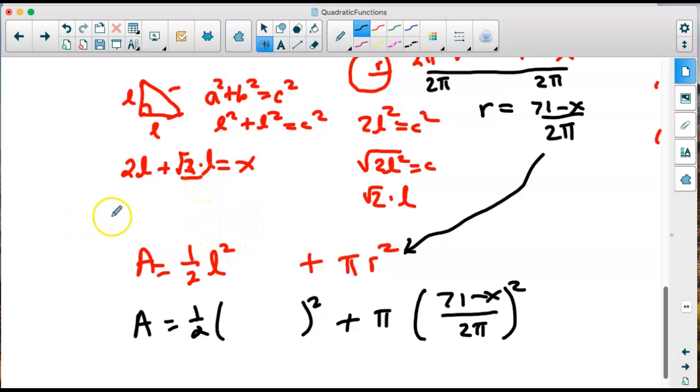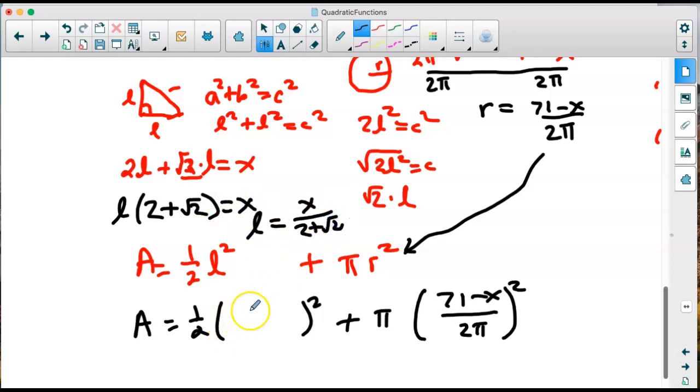So I would factor it out. There's L here and L here. I'd factor out an L. And that's 2 plus the square root of 2 equals x. And then L is going to be x divided by that. So L equals x divided by 2 plus the square root of 2. Okay, so we're going to put that in there as L.